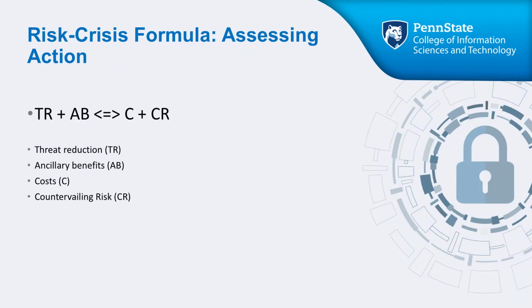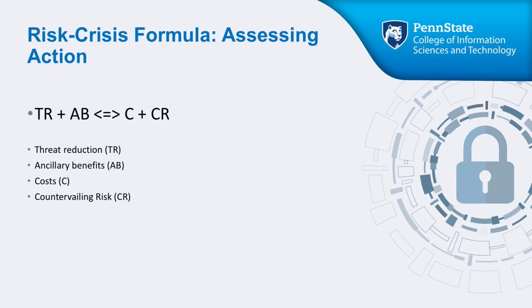Another critical component of any risk management strategy is assessing the impact of decisions that are taken in a crisis. The crisis risk formula shown on the slide is a way to assess the impact of a decision before you're taking it or to do some assessments. Let's break down the formula. In the formula, TR refers to threat reduction. It might be as simple as restricting access to a server room.